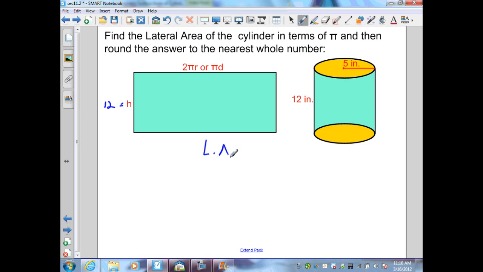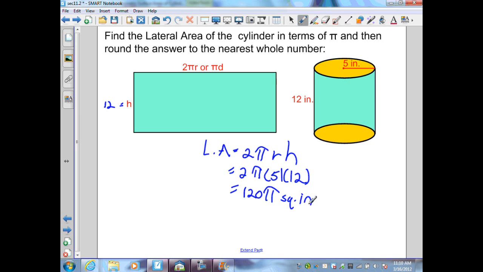I know the formula for lateral area equals 2 pi r h. And when I substitute, I get 2 pi r, I know r is 5, and I know the height is 12. And when I simplify that, I'm going to get 2 times 5 is 10. 10 times 12 is 120 pi. And that answer is in terms of pi. This is 120 pi square inches. And that's how they wanted this solved for the first part of our problem, in terms of pi.